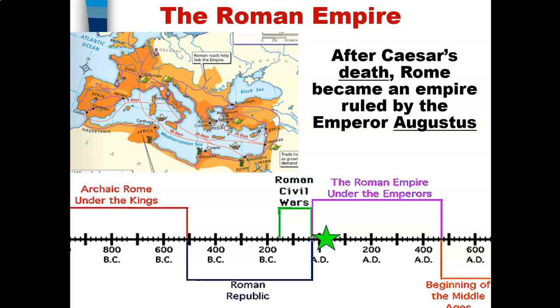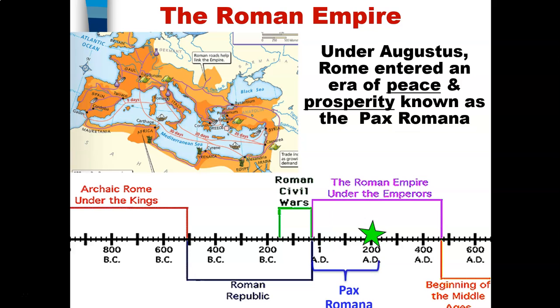Now let's look at the Roman Empire. After Caesar's death, Rome became an empire ruled by the Emperor Augustus. Under Augustus, Rome entered an era of peace and prosperity. This era is known as the Pax Romana. Please make sure that you remember this. Remember, Rome has been one of the greatest empires that has ever existed in world history.